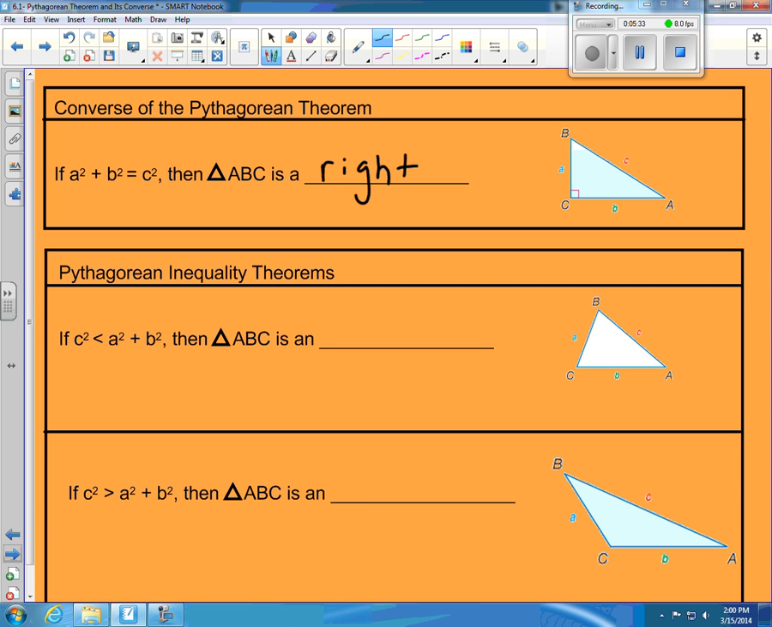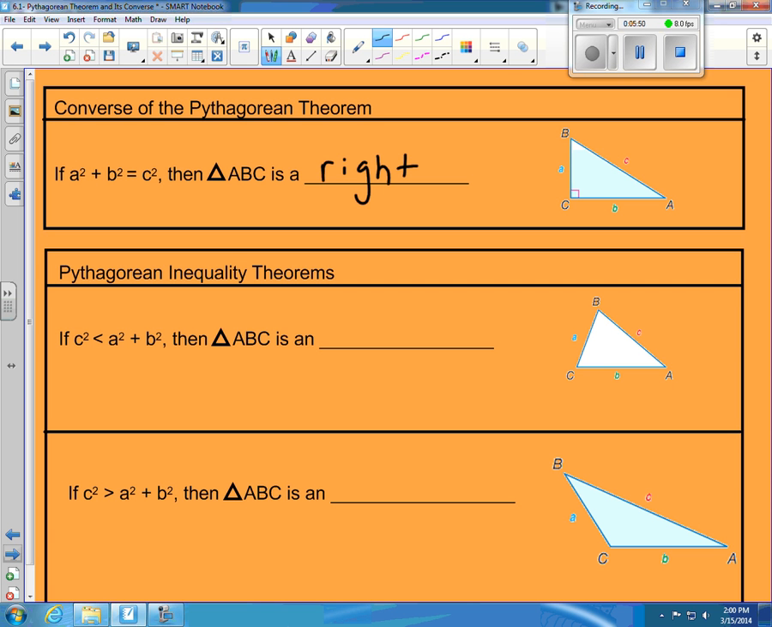Okay, so think back. Originally, with the Pythagorean theorem, we said, hey, it's a right triangle, so it's going to work with the Pythagorean theorem, a squared plus b squared equals c squared. Now we're saying it works for a squared plus b squared equals c squared. Therefore, this triangle is a right triangle. Okay, we also have some inequalities here.